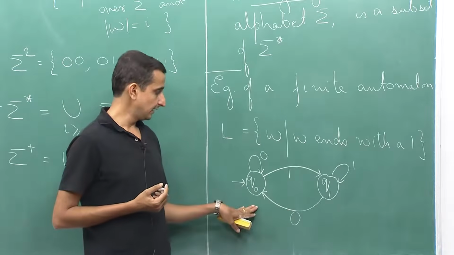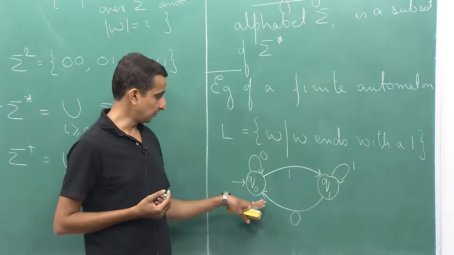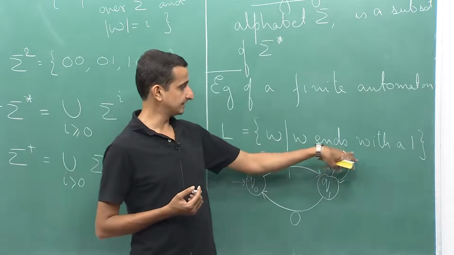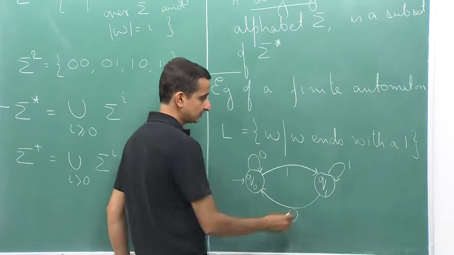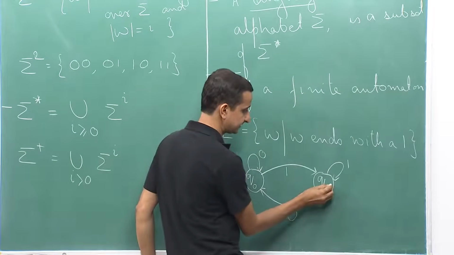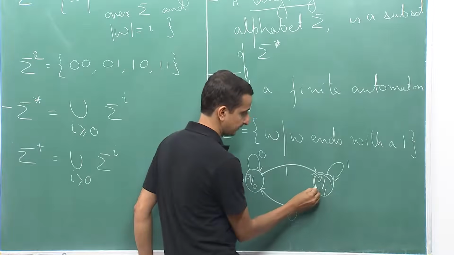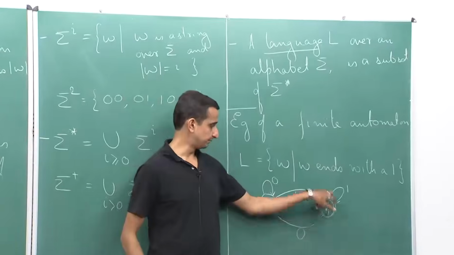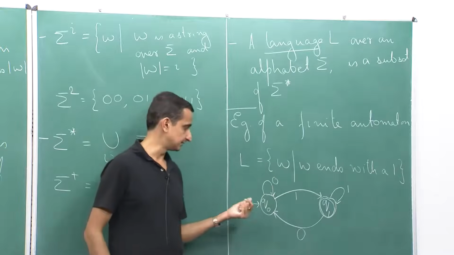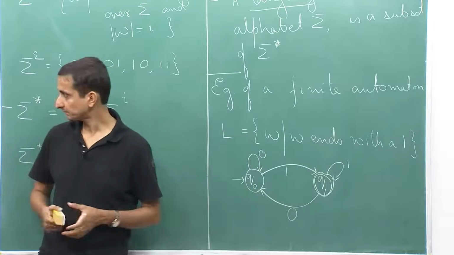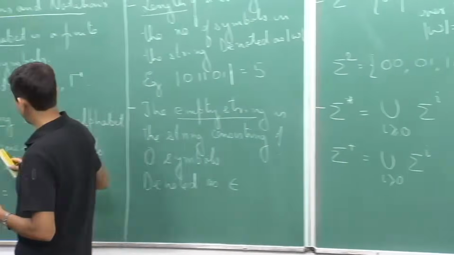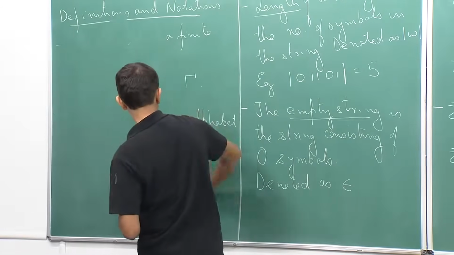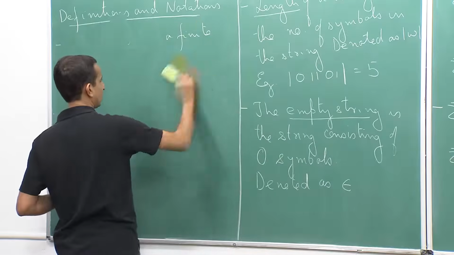And now what are the strings that need to be accepted? According to the language L, we should accept all strings that end with a 1. So our accept state would be the state Q1. Okay, so we denote our accept state with a double circle. That is the notation that we will follow. Now that we have this example, we will formally define what we mean by a deterministic finite automaton.